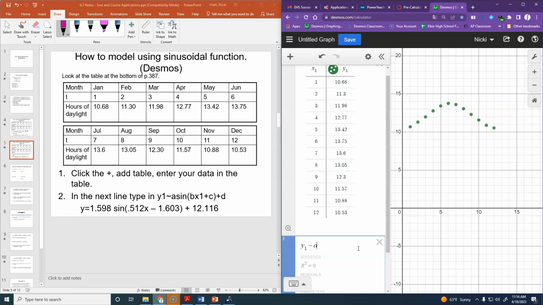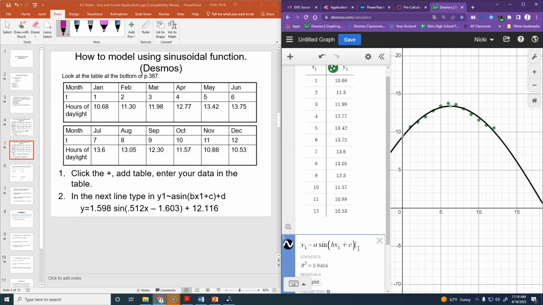And then do A sine BX plus, or do BX1 plus C plus D. It's just your formula for the sinusoidal function, but instead of equals, you use the squiggle, which is shift and that corner key there below escape. And then instead of using an X and a Y, you got to use an X1 and a Y1 because that's the way Desmos labels its table. And you can see it fits so nicely.